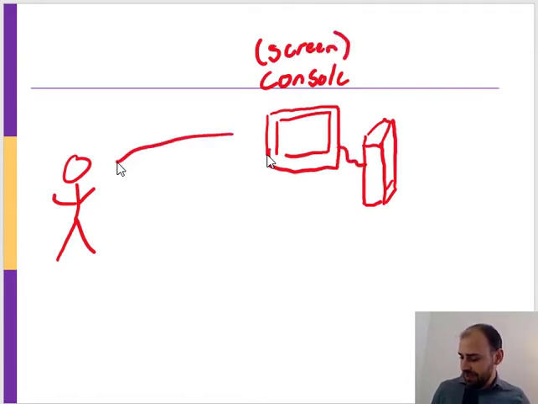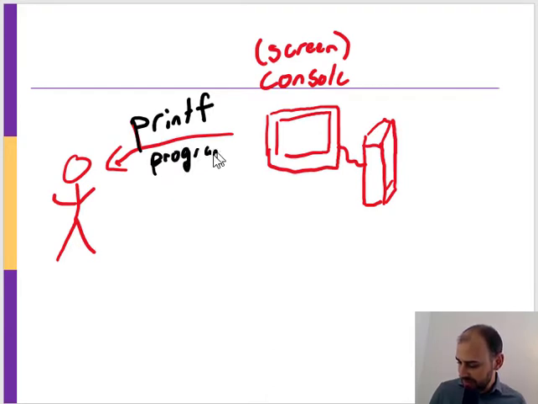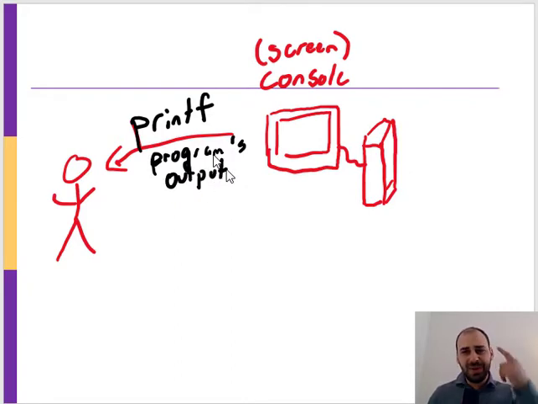And our primary way for being able to get information output from your computer's program is through displaying it on the screen. So we're going to do that through the printf function. More on that in a moment. That's getting some output from your program. We'll call this the program's output. That is input into your brain through your visual system.